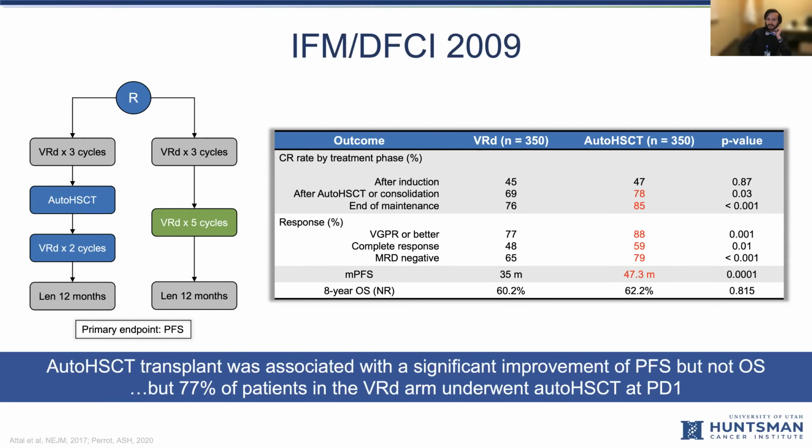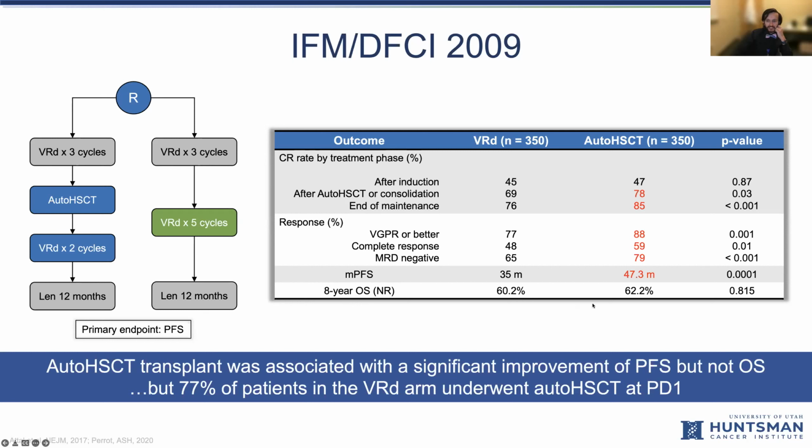Those who didn't get transplant upfront, more than three quarters of them got a transplant later. Okay, so VRD plus transplant versus VRD, but no upfront transplant. Now, as you can see, the PFS for VRD plus transplant at 47 months is a lot more than the PFS for those who got just VRD. It's more than a year difference. And if you look at the MRD negativity rates, it's a lot more for those who got transplant, 80% versus 65%. All right. But the number of people who are alive 8 years out is the same.